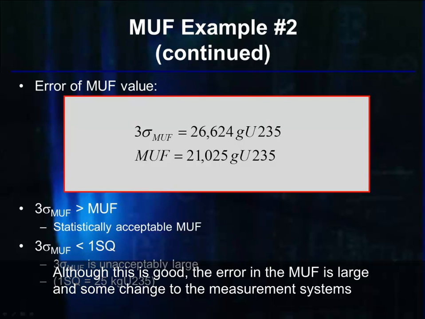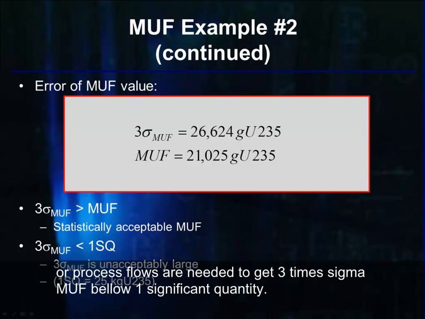Although this is good, the uncertainty in the MUF is large, and some changes to the measurement systems and process flows are needed to get 3 times the uncertainty below one significant quantity.